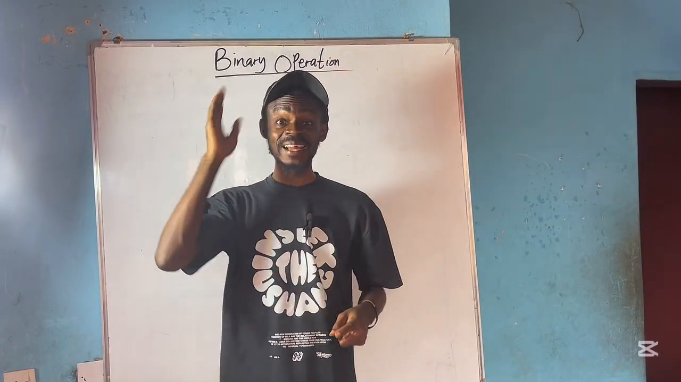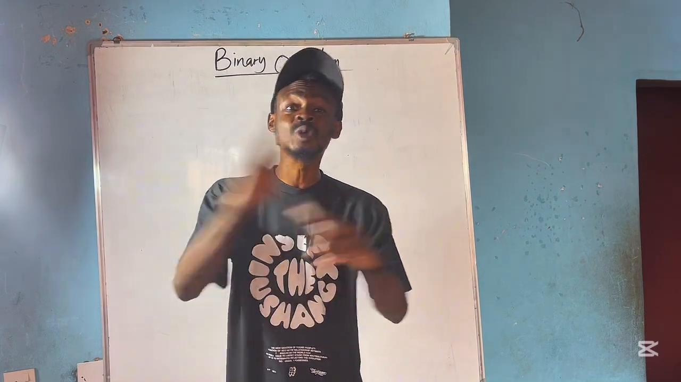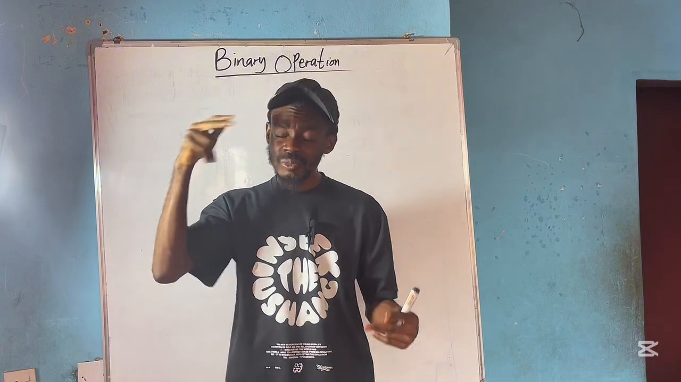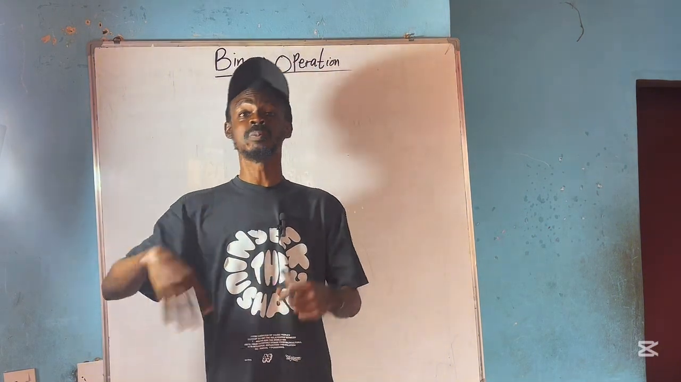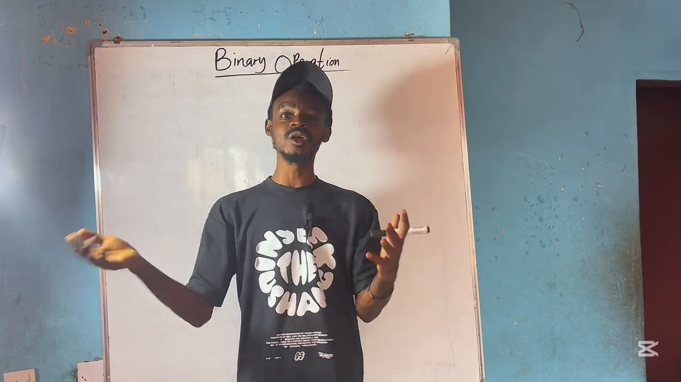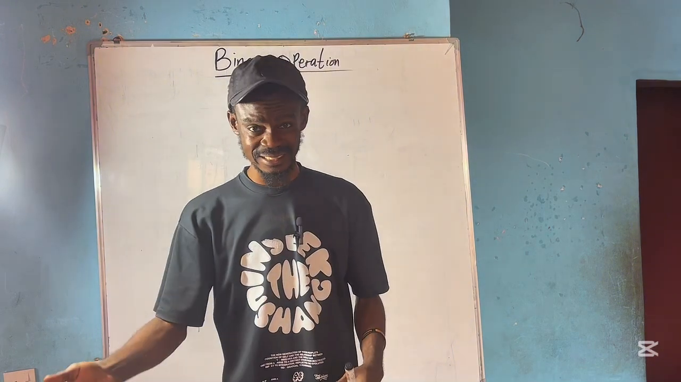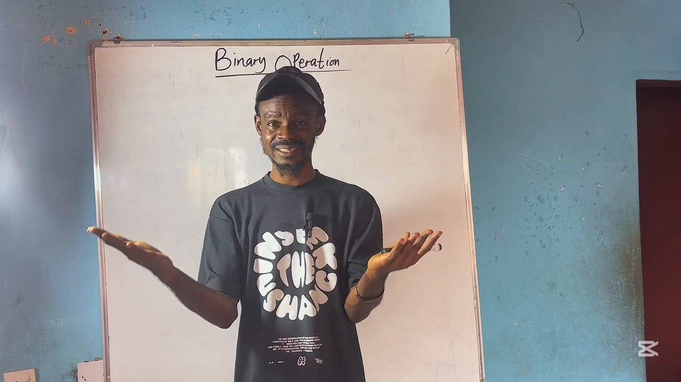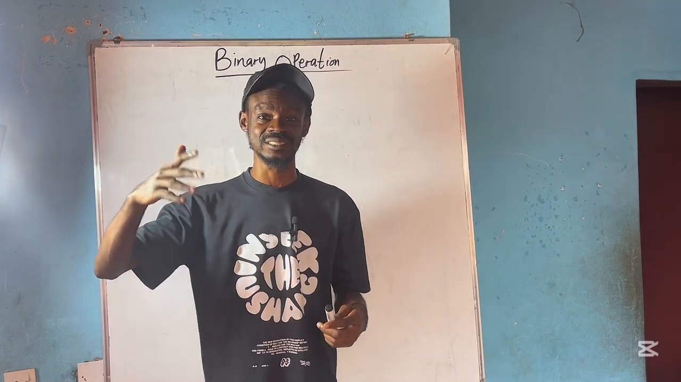What we have today is binary operation. It's a very simple topic in mathematics. It's one of the simplest topics in mathematics. So what is binary operation? From the word binary, binary means two, and operation means to perform or to act. So binary operation is just a way of combining two elements of a non-empty set. A non-empty set is just a set that has members. It is not empty, it has members.